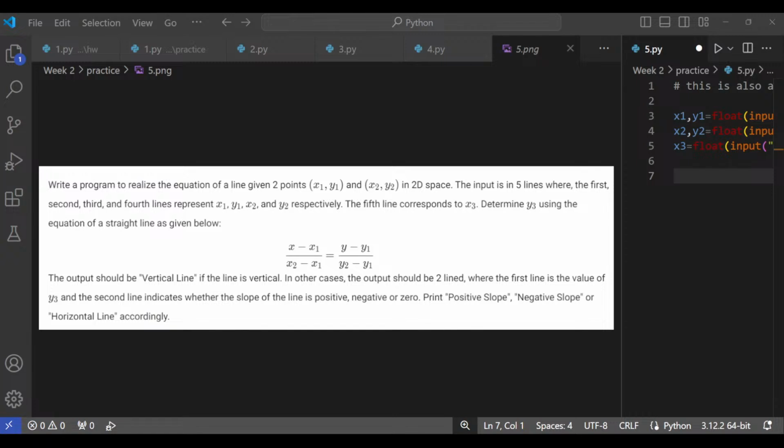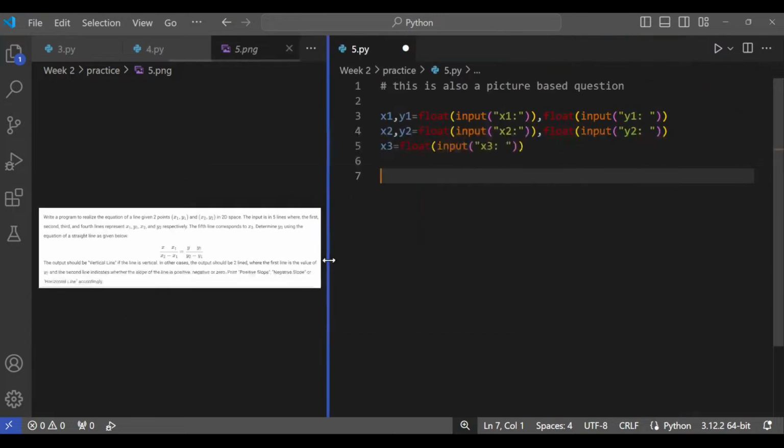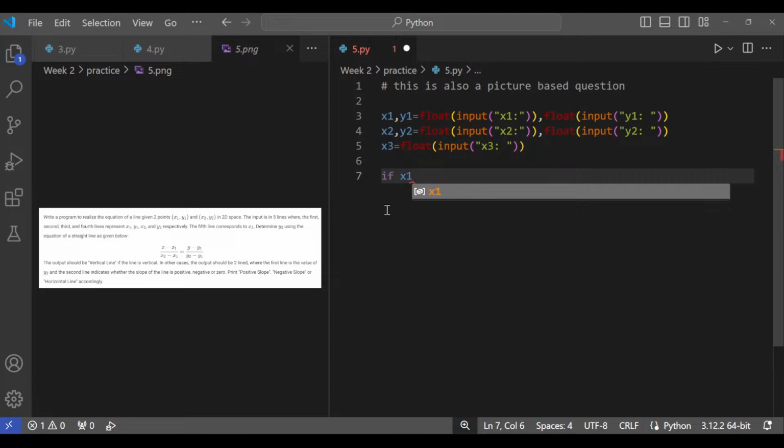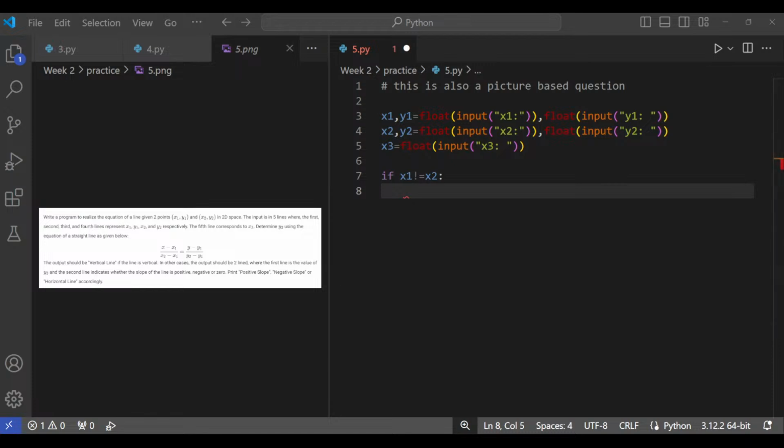So the approach which I think is, first we have to check if x1 is not equal to x2, because this would eliminate the case where the line is vertical and m is equal to infinity. So let us write that: if x1 not equal to x2. And this would eliminate the case of the line being vertical.